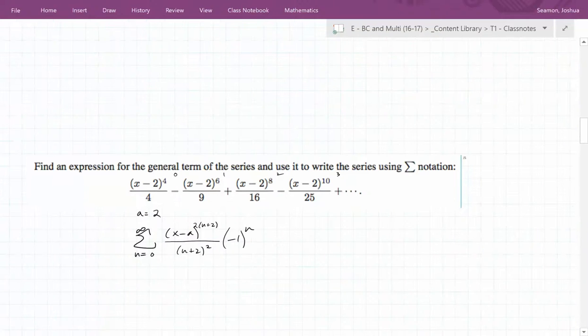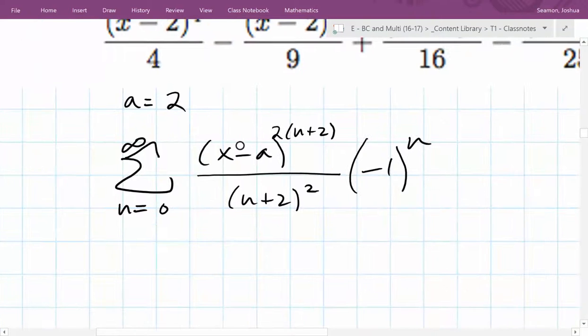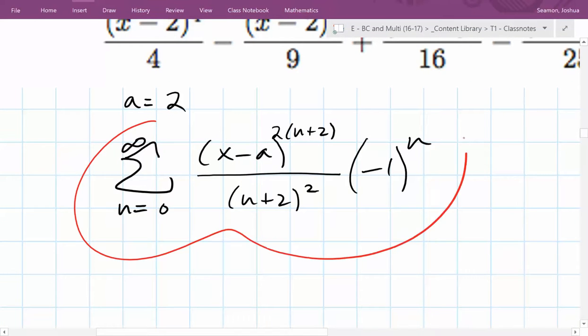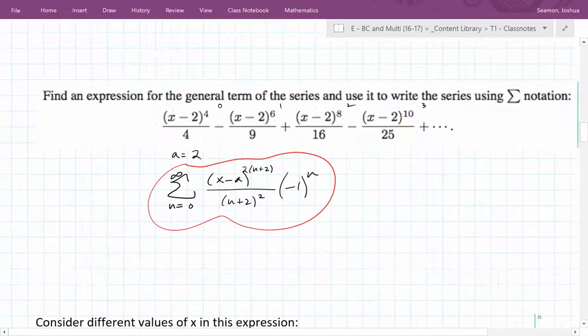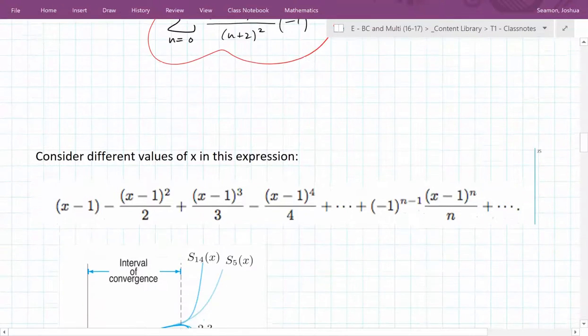So this is: find an expression for the general term of the series and use this to write the series using summation notation. There it is. You just built it. Are there a lot of places where you can kind of get it wrong? Yep. Forget the alternating, start the index in the wrong place. But you need to build it. You'll need this expression because we're going to do certain algebraic manipulations that involve using the explicit form of this.